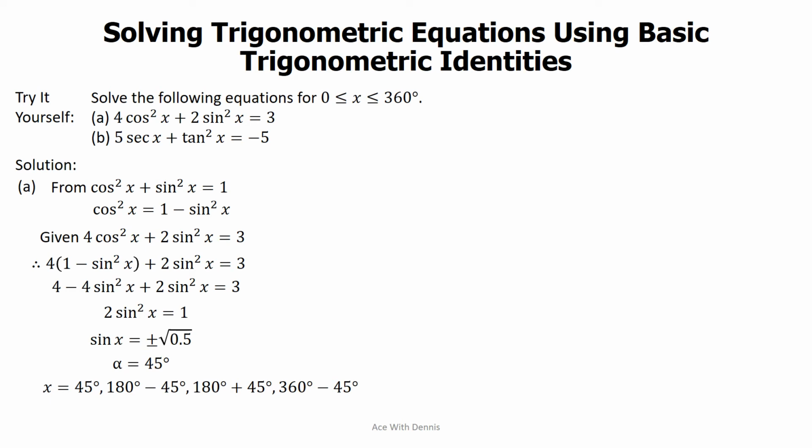So since it is including plus and minus, that means the angle involves all the 4 quadrants. Hence, x will be 45 degrees, 180 degrees minus 45 degrees, 180 degrees plus 45 degrees, and 360 degrees minus 45 degrees. And the answer is 45 degrees, 135 degrees, 235 degrees, and 315 degrees.